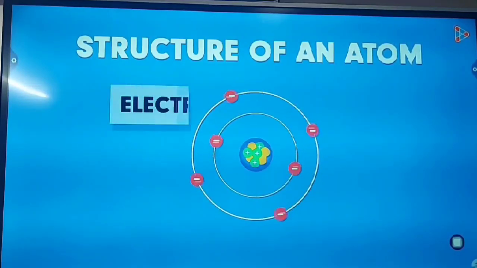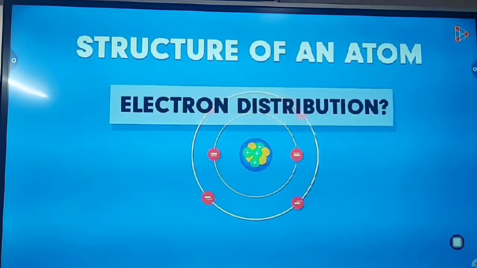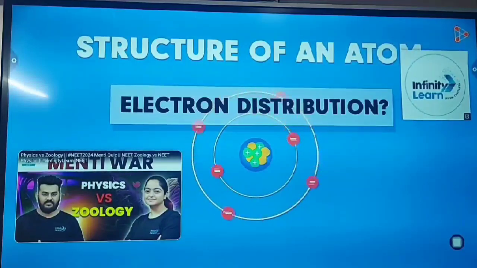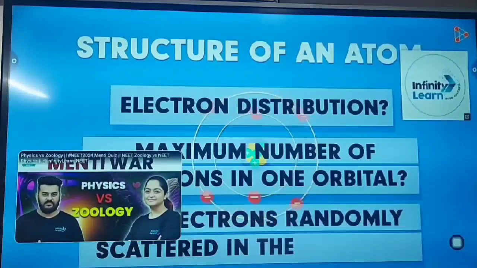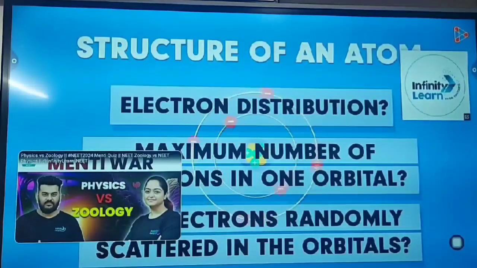But how exactly are the electrons distributed in the respective orbitals? Is there a way to find out the maximum number of electrons that one orbital can contain? Or is it that the electrons are randomly scattered in the orbitals? Let's find out the answers to these questions in our upcoming video.